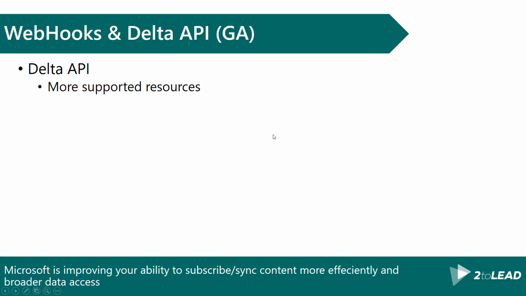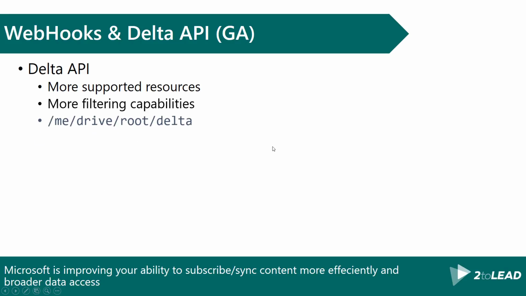The next one, well, webhooks, we already talked about that, but Delta API is very useful, as I mentioned earlier. The idea is more resources are supported now than they used to before, and you have filtering capabilities to trim the data you're tracking to smaller sets and more precise sets. Again, the way you do that is adding /delta. I'm going to do a demo right after.